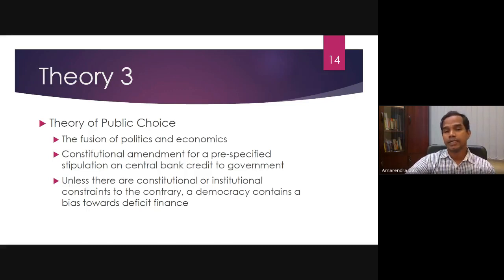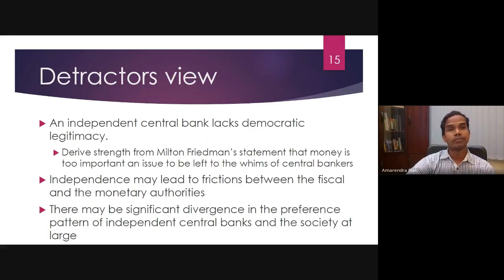Basically, in India, as we see, the RBI has been given... both the government of India and the monetary authorities have come into an agreement and they have specified the stipulation of central bank credit to the government. And unless there are constitutional or institutional constraints to the contrary, democracy contains a bias towards deficit finance. So there should be a limit, and there should be a constitutional demand.